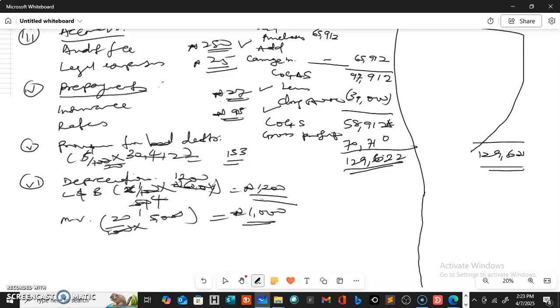So the P&L account now. Gross profit brought down is 70,710. From the question we have expenses here. So we have discount allowed. Discount allowed in the question is, let's check that.